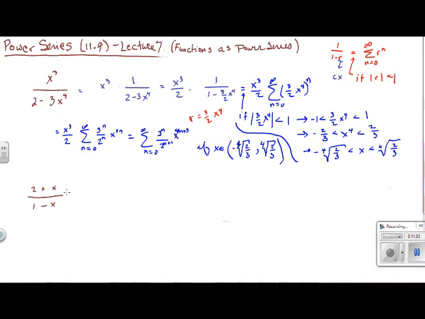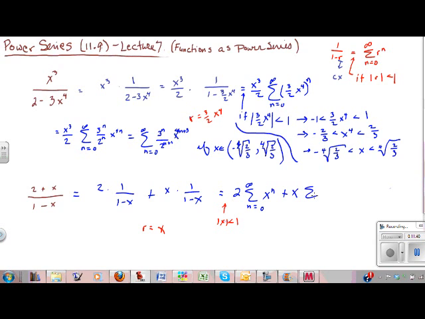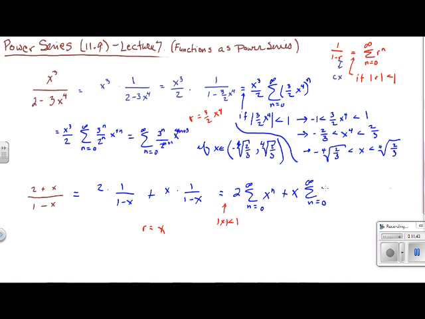Now again, this is not quite in the right form either, but I can separate this. I can write this as 2 times 1 over 1 minus x plus x times 1 over 1 minus x. And both of these are in the right form with r equal to what? R equal to x, right? So as long as the absolute value of r is less than 1, this can be written as 2 times the sum n equals 0 to infinity of x to the n plus x times the sum n equals 0 to infinity of x to the n. Now the interesting one in this is getting it in one series.